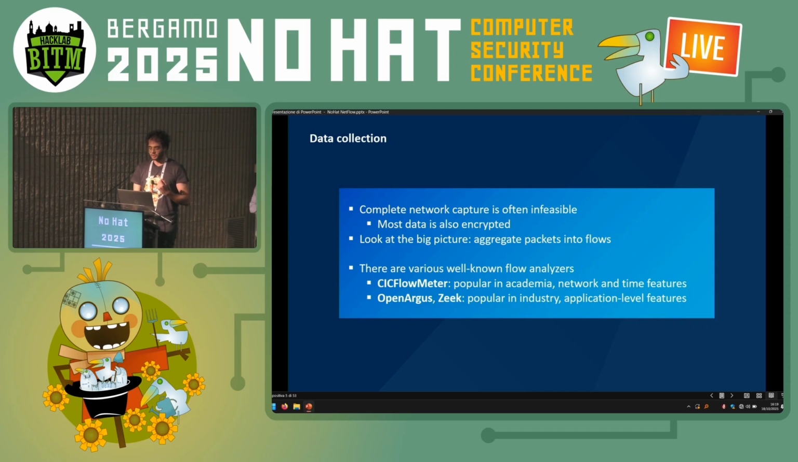There are other solutions, such as OpenArgus and Zeek. They are somewhat more popular in the industry because they work on application-level features. So, for example, if they collect a DNS packet, they can show you the human-readable query. Or if they collect a TLS handshake, they can show you the host name when the SNI is not encrypted. So this works better with rule-based solutions.